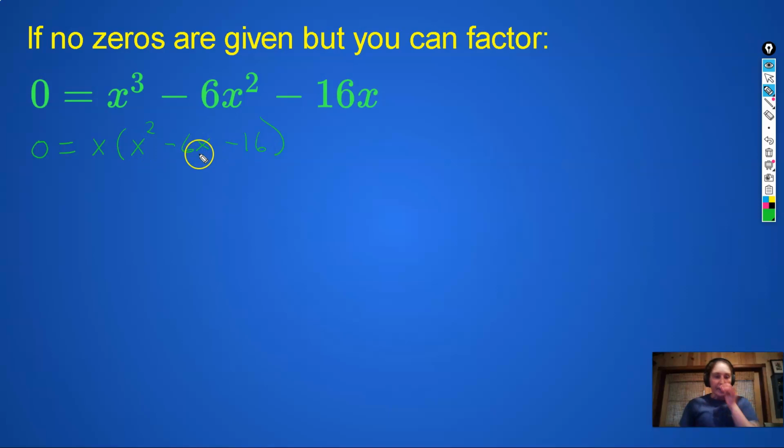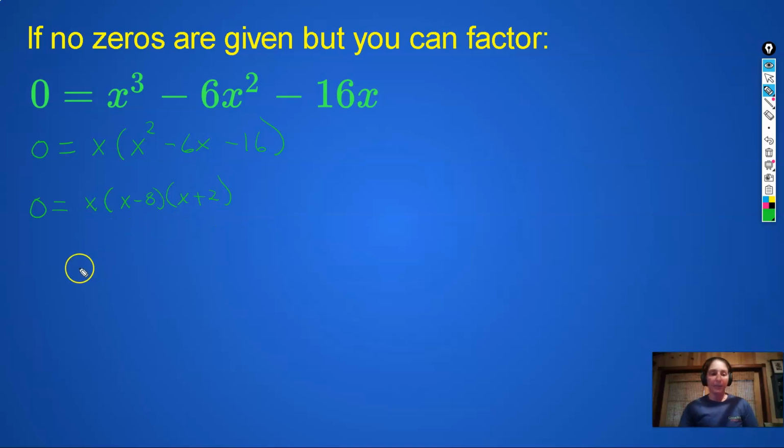This guy looks really nice again, so I'm just going to continue factoring. Since our leading coefficient here is a 1, we can play the game of 2 numbers that multiply to the back number and add to the middle coefficient. So 2 numbers that multiply to negative 16 but add to negative 6. This is going to be negative 8 and positive 2. Negative 8 times 2 is negative 16, and negative 8 plus 2 is negative 6.